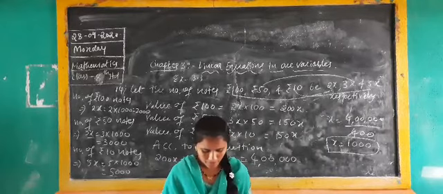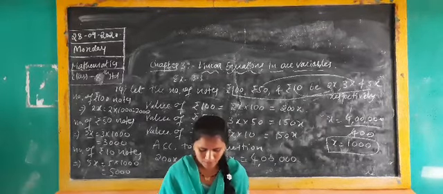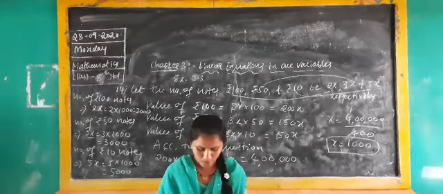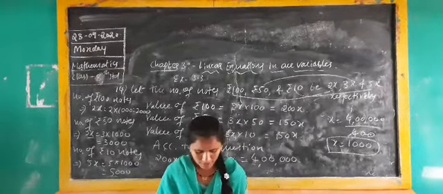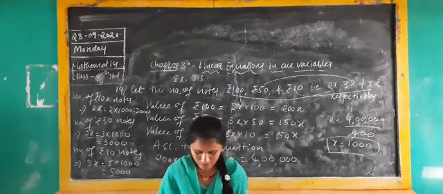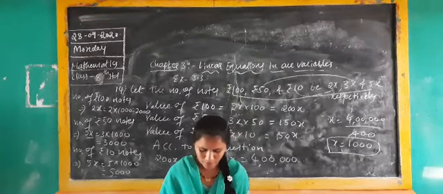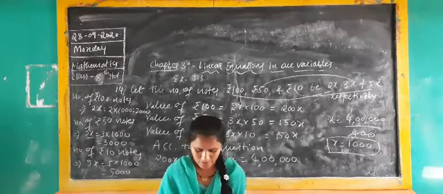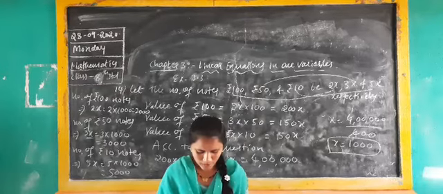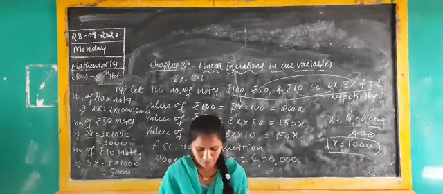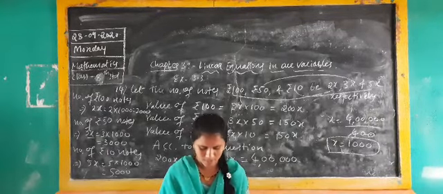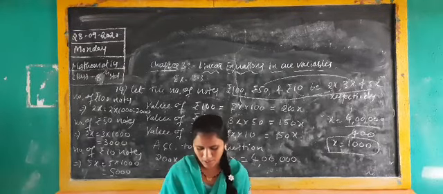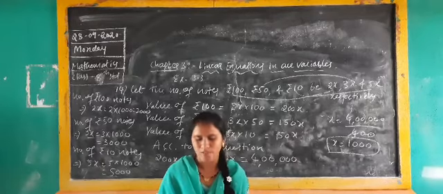Next, 15th problem. I have a total of rupees 300 in coins of denominations rupee 1, rupee 2 and rupee 5. The number of rupee 2 coins is 3 times the number of rupee 5 coins. We don't know the exact number of rupee 5 coins, so we take it as x. The total number of coins is 160. How many coins of each denomination are with me? You have to find that.